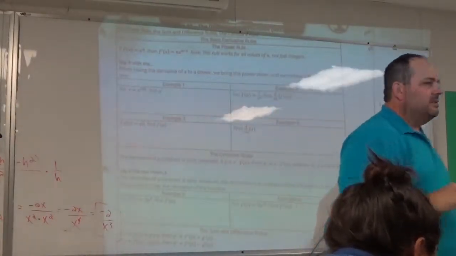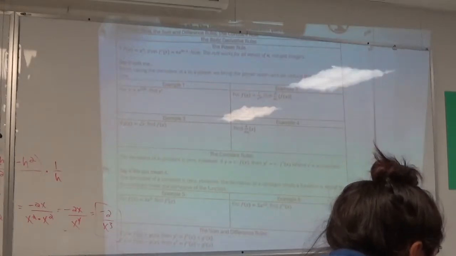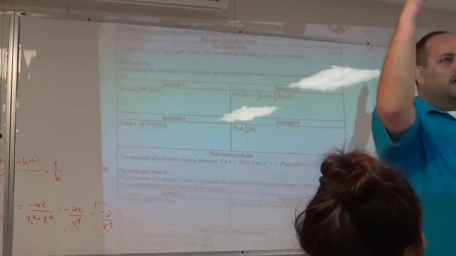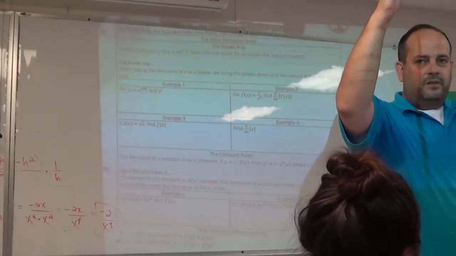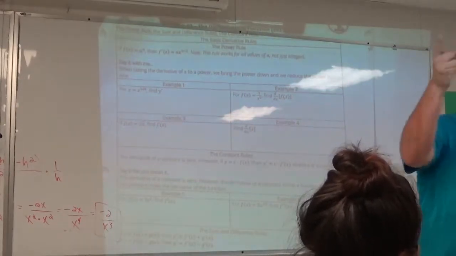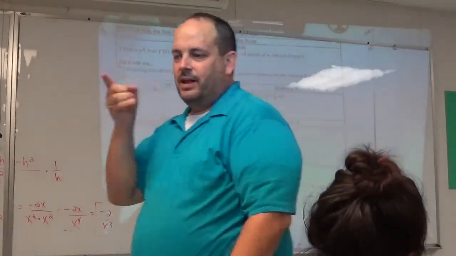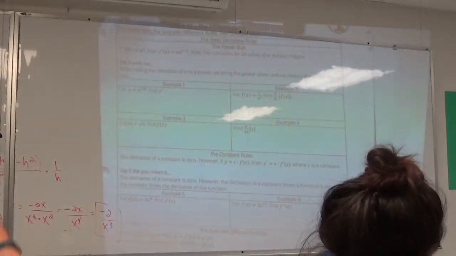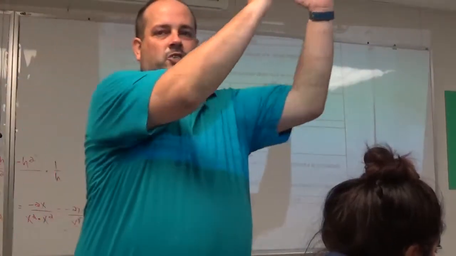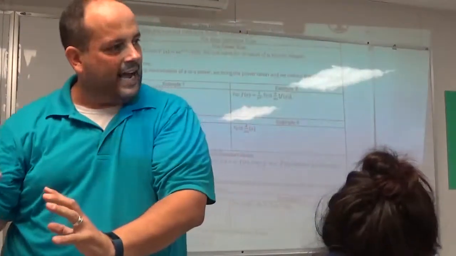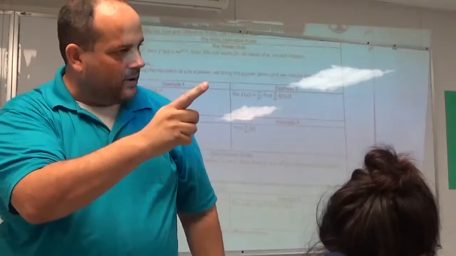Okay, now I want to make this a little bit stickier. Here's what the power rule says. When I have x raised to a power, what do we do to find the derivative? Bring the power down and reduce the power by 1. Okay, one more time. Power rule says, if I have x raised to a power, what do we do? Bring the power down and reduce the power by 1.